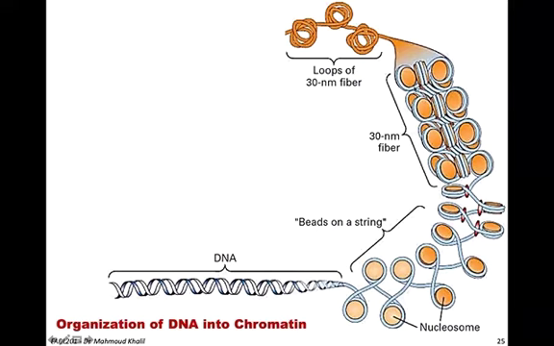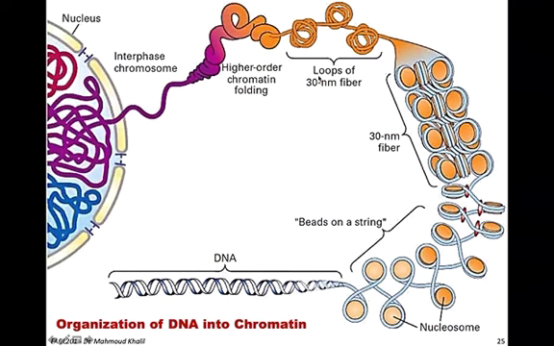Soon after that, this 30 nanometer fiber starts to make loops. So to make it clear, the long 2 meter DNA is getting shorter and shorter and thicker. Start from beads on the string, then the 30 nanometer fiber in which the nucleosomes are twisted around itself to form this fiber. And then this 30 nanometer fiber is twisted around itself like loops to form a thicker structure. Soon after that, there is a higher order of chromatin folding, leading to the interphase chromosome inside the nucleus. And these are the levels of organization of the DNA to form the interphase chromosome, which is much shorter and thicker.